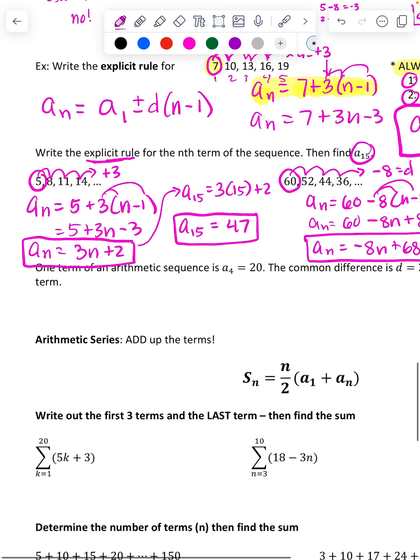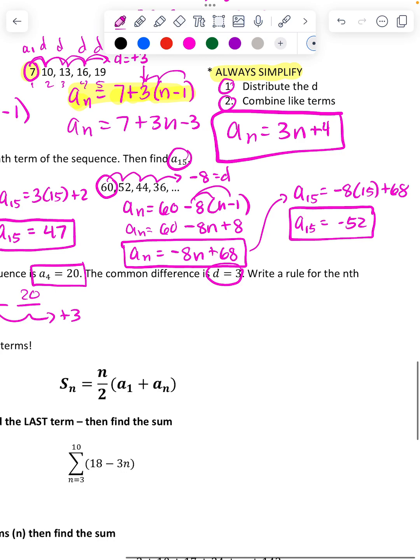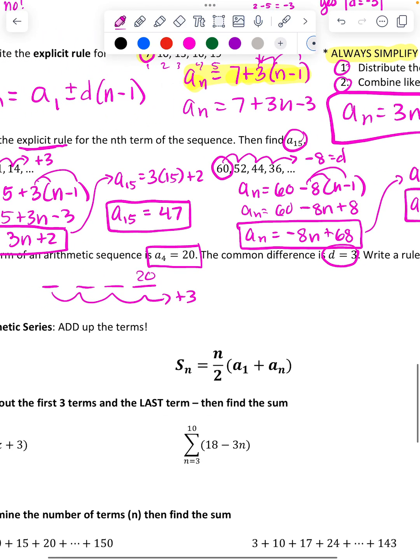Okay, now this gets a little trickier. It says one term of the sequence is 20, the fourth term. So 1, 2, 3, fourth number is 20. The common difference is 3. So as I'm going along, I'm adding 3. Write a rule. So I don't know the first term, but I do know the fourth term.